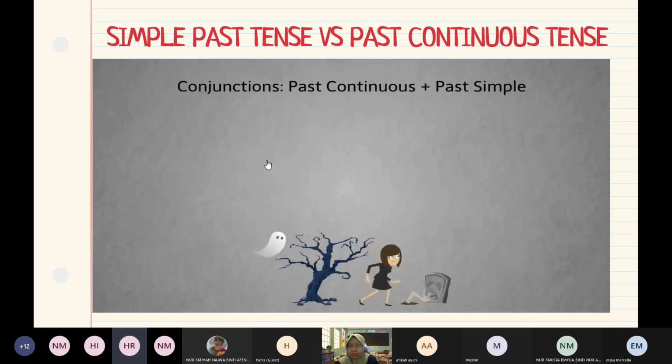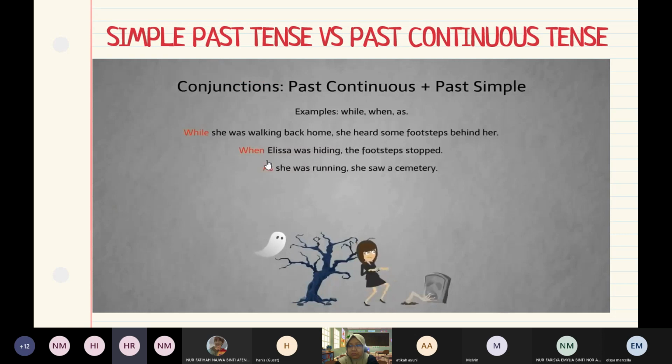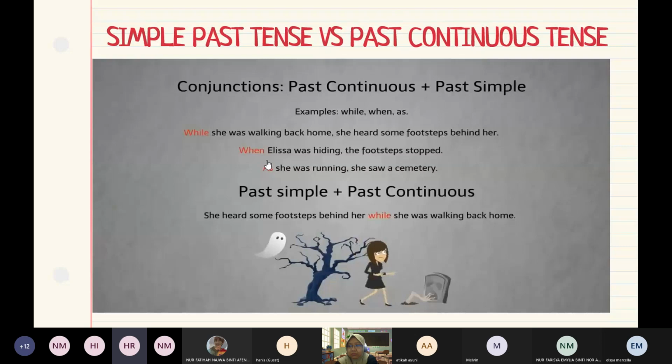To join past continuous and past simple actions, we use conjunctions such as while, when, and as. For example, while she was walking home, she heard some footsteps behind her. When Alyssa was hiding, the footsteps stopped. As she was running, she saw a cemetery. We can also switch the order of the tenses by placing the past simple at the front of the sentence. She heard some footsteps behind her while she was walking back home.